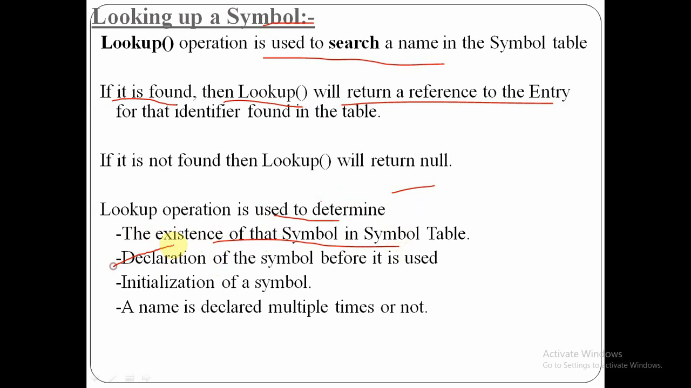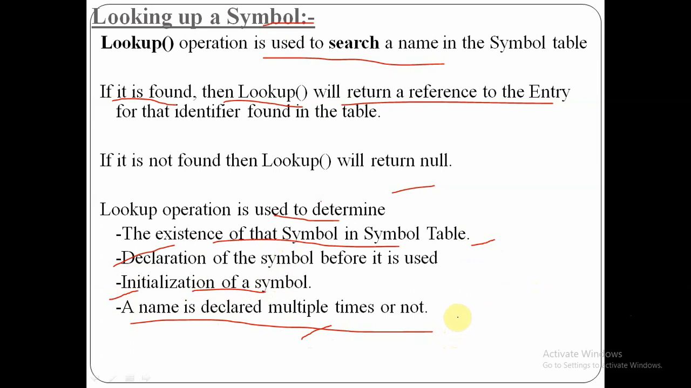Second, declaration of the symbol before it is used. So before usage, the variable should be declared. This also requires searching the symbol table. Initialization of the symbol. So when some value is being initialized or assigned to an identifier, that time it requires a search in the symbol table. Last one, whether a name is declared multiple times or not. Sometimes the same variable name is used multiple times.